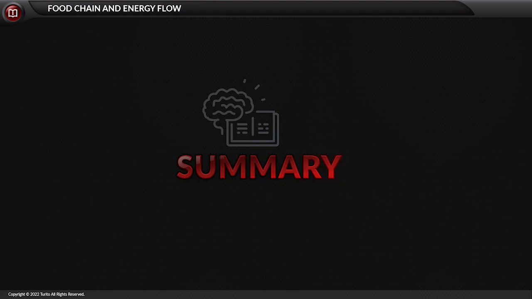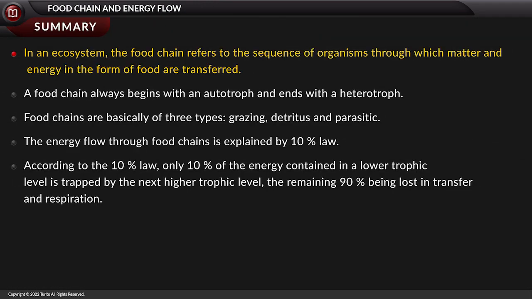Summary. In an ecosystem, the food chain refers to the sequence of organisms through which matter and energy in the form of food are transferred. A food chain always begins with an autotroph and ends with a heterotroph. Food chains are basically of three types: grazing, detritus, and parasitic. The energy flow through food chains is explained by the 10% law. According to the 10% law, only 10% of the energy contained in a lower trophic level is trapped by the next higher trophic level, the remaining 90% being lost in transfer and respiration.